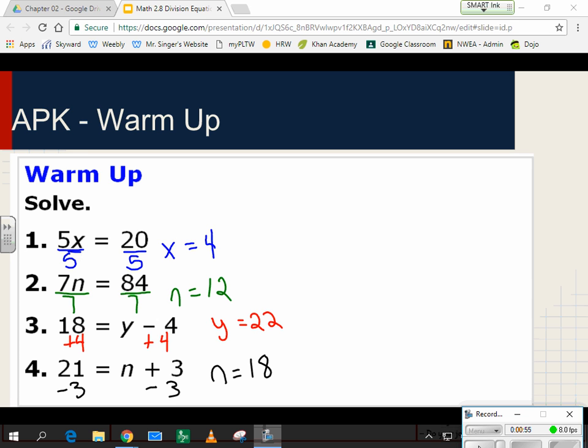Now, how did I check to make sure my numbers are right? I plugged them back into the original equation where the variable was shown, and I got the right answers. I hope you did that too before moving on to see if you got them right or not. Cool. Let's get into today's lesson, looking at dividing, the only one we haven't done yet.